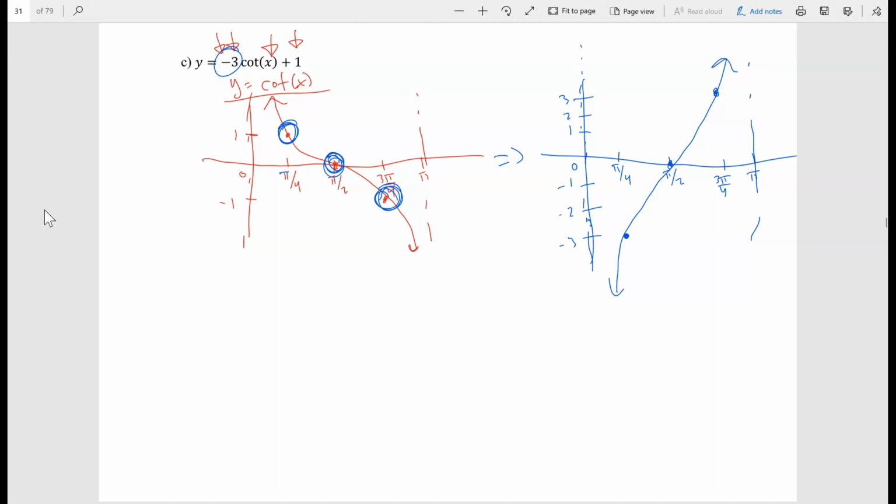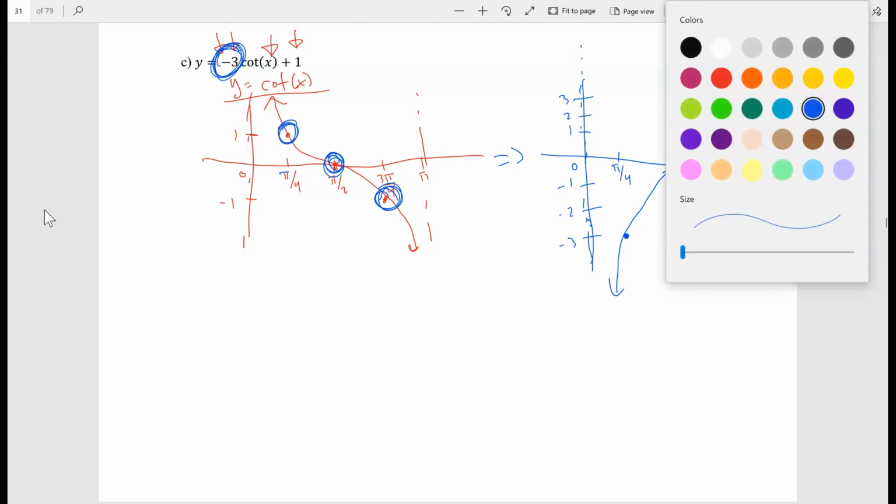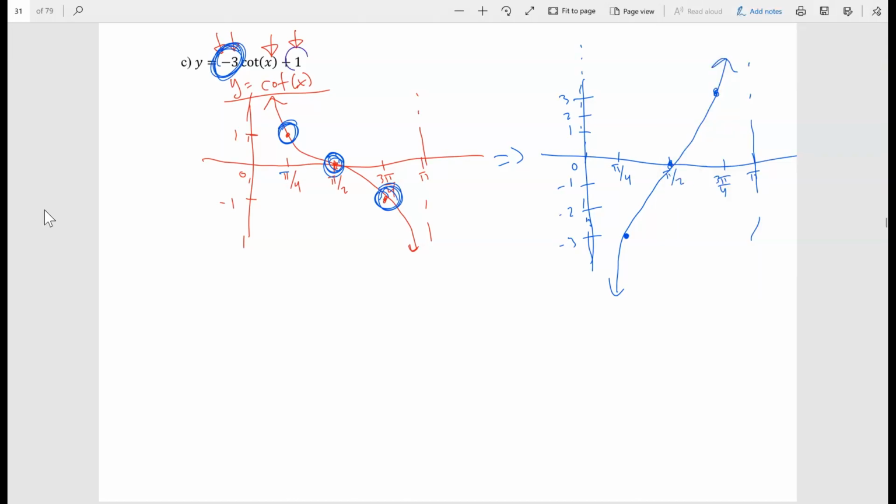Now we're not done yet because this guy was just the blue thing, which was just the -3. Now all we got to work with is this +1, okay. So the +1, if you remember, you add 1 vertically. So you're shifting everything up by 1. So everything is going to go up by 1 unit.